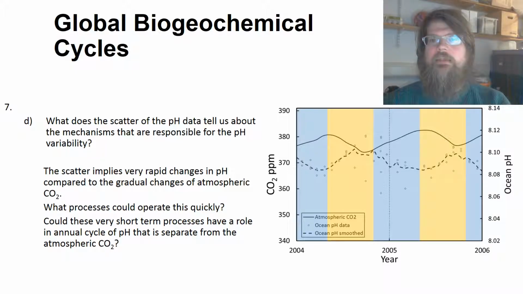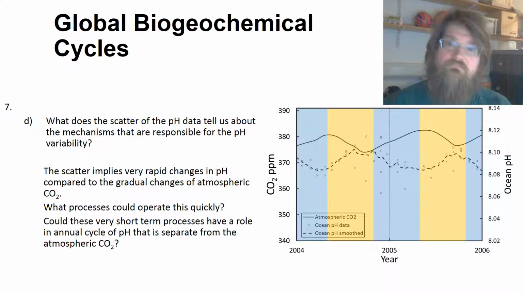So if we think about the previous question, we basically came up with a list of lots of different possible ways that the ocean pH could change. Those were changes in atmospheric CO2 concentration, changing the dissolved CO2 concentration, changes in primary productivity in the ocean, changes in upwelling, changes in temperature.